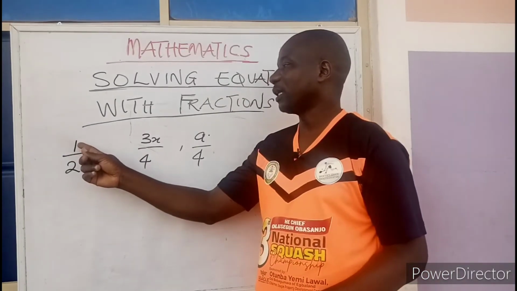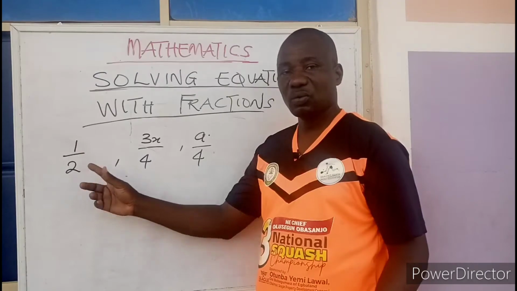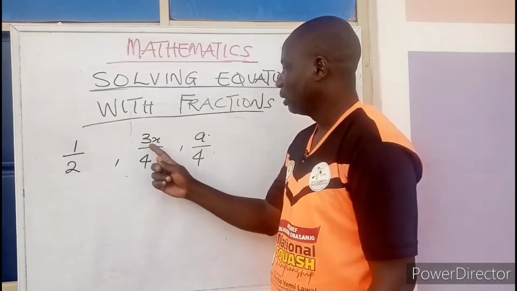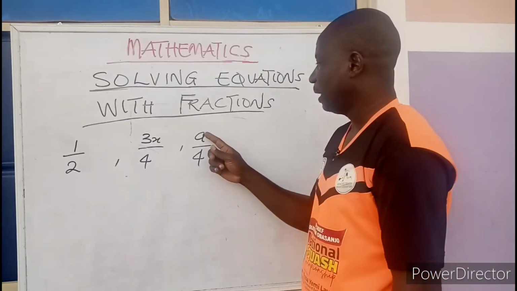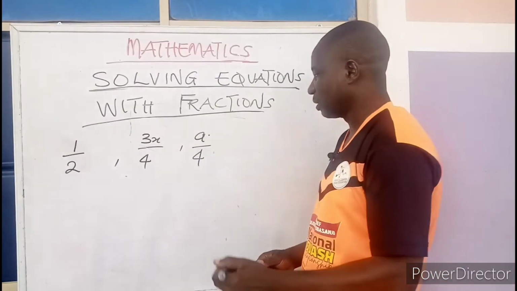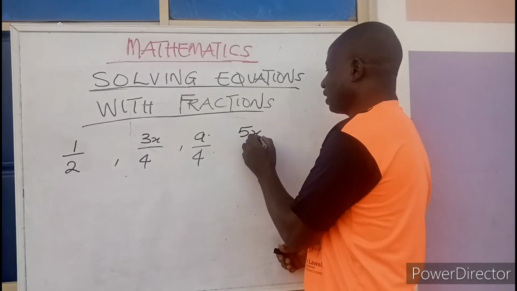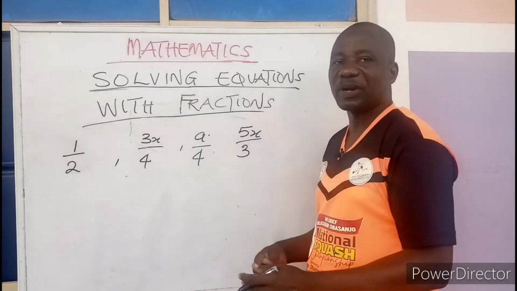The fraction is part of whole. Example, we have something like this. 1 all over 2 is a fraction. 3x all over 4 is a fraction. A all over 4 is a fraction. And 5x all over 3 is also a fraction.